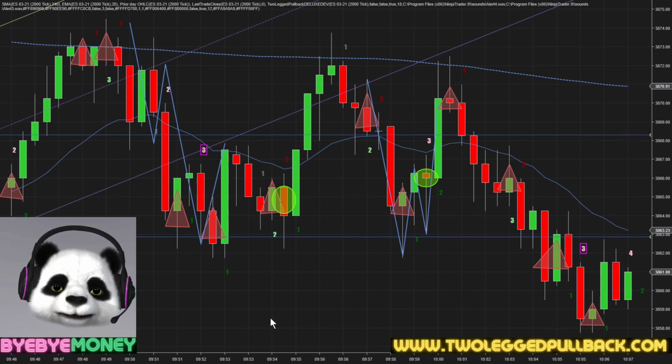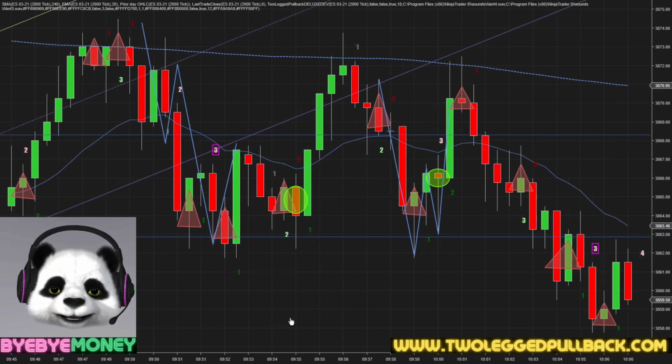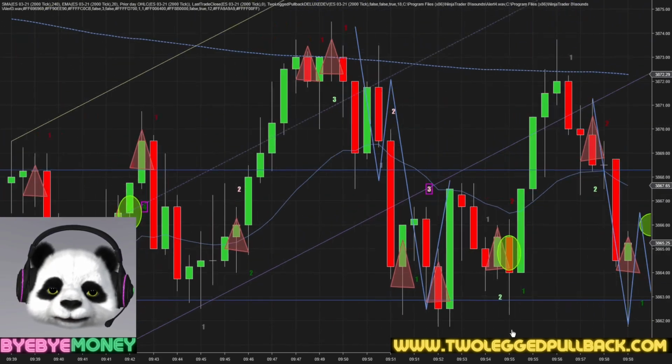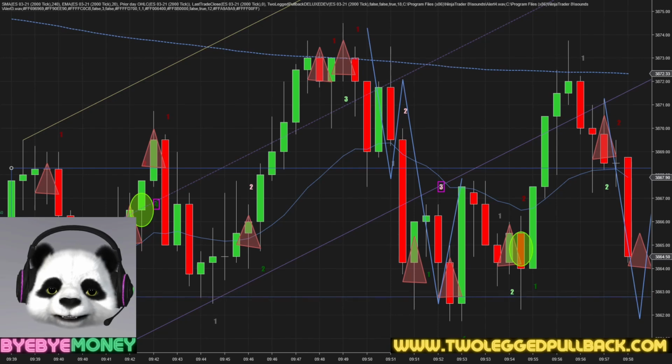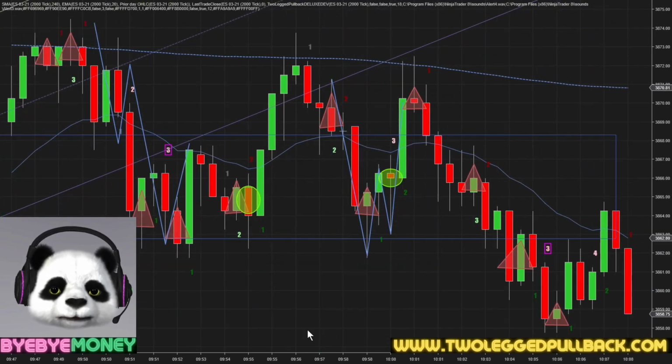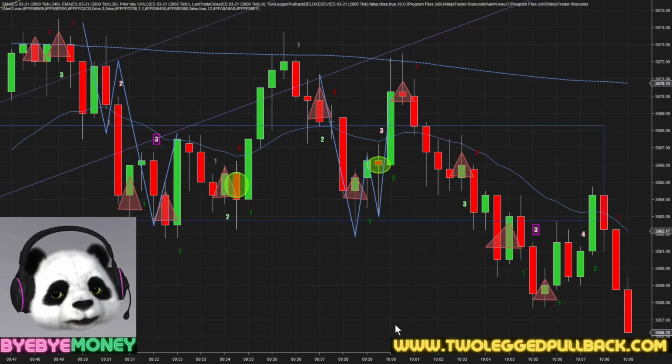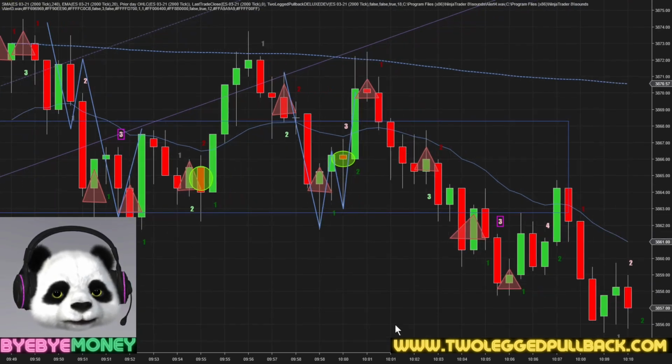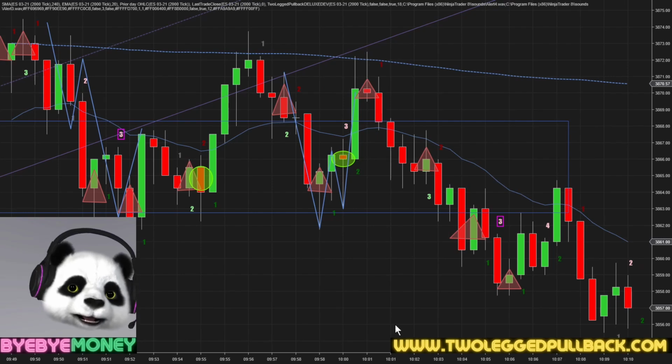But at this point, would I consider this? Let me make sure this is correct. I've been moving it so much. There you go. I don't want to go too far here. Where are we? We're right here. This is a higher low setup.